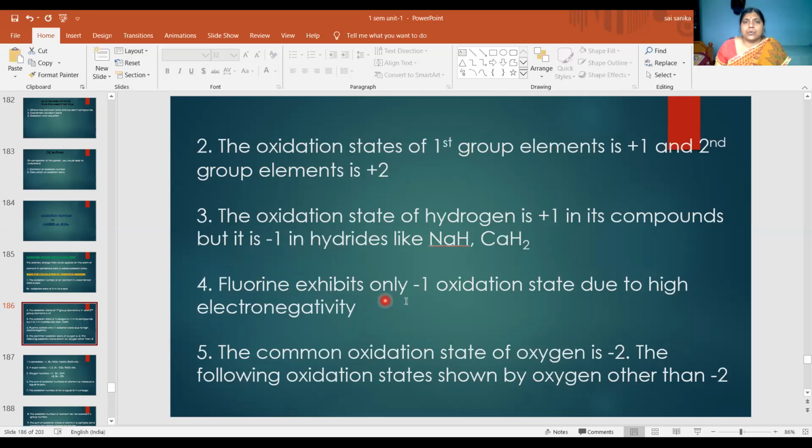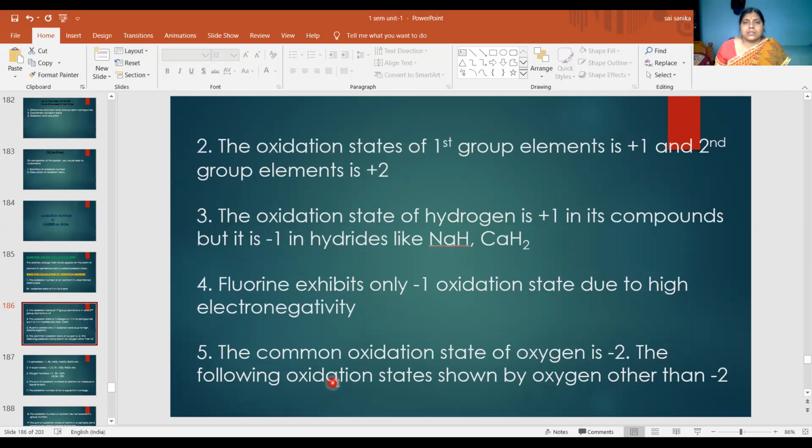Fluorine exhibits only -1 oxidation state due to its high electronegativity. So fluorine is a highly electronegative element, so always it exhibits which oxidation state? -1 oxidation state. Then next, the common oxidation state of oxygen is -2. Generally the oxidation state of oxygen in its compounds is -2. But there are some exceptional cases.